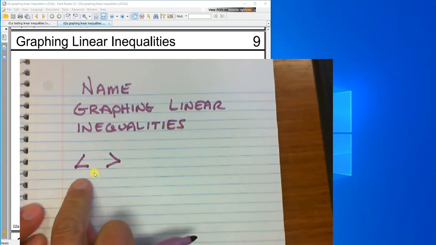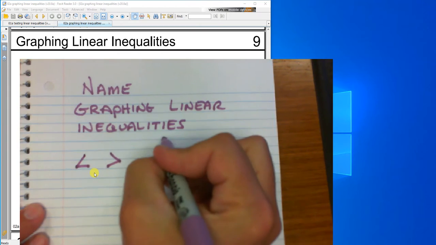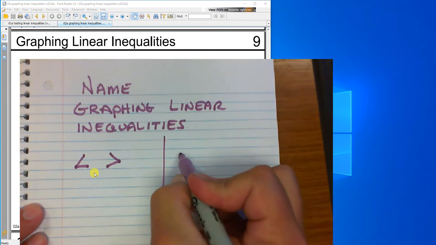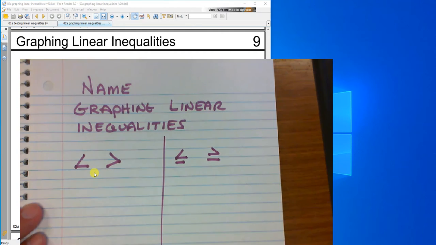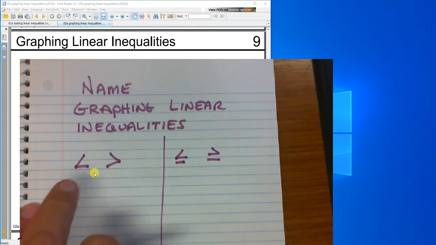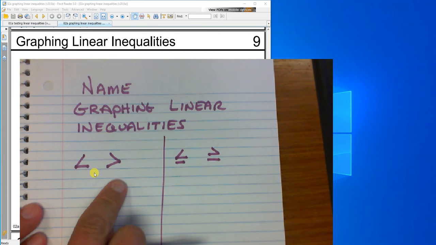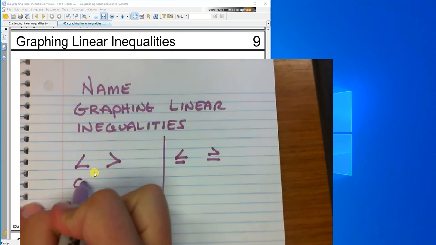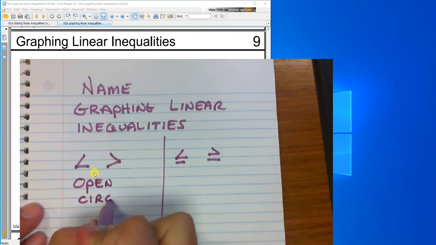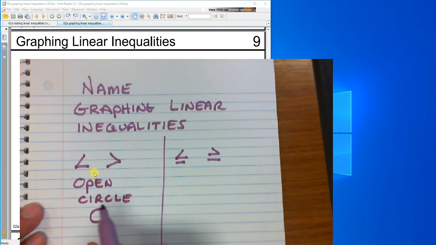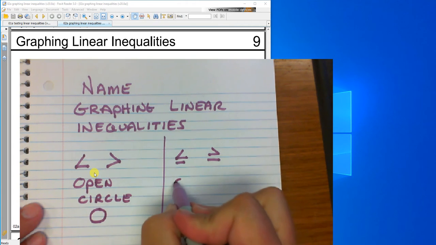A less than or a greater than. A less than or equal, a greater than or equal. What type of circle would these be? These are open circles. And these would be closed circles.